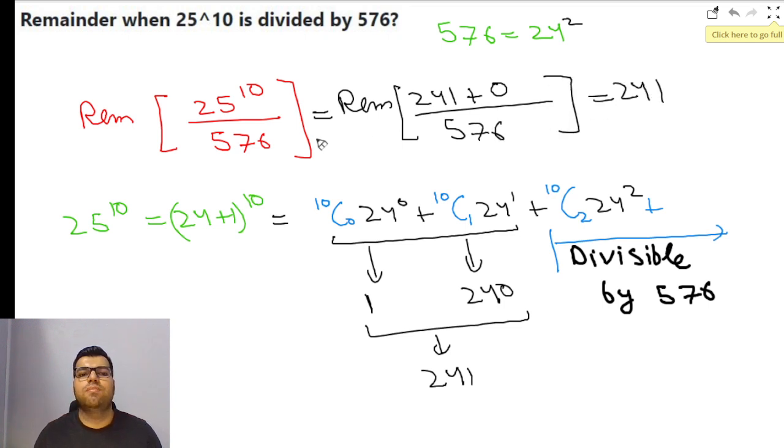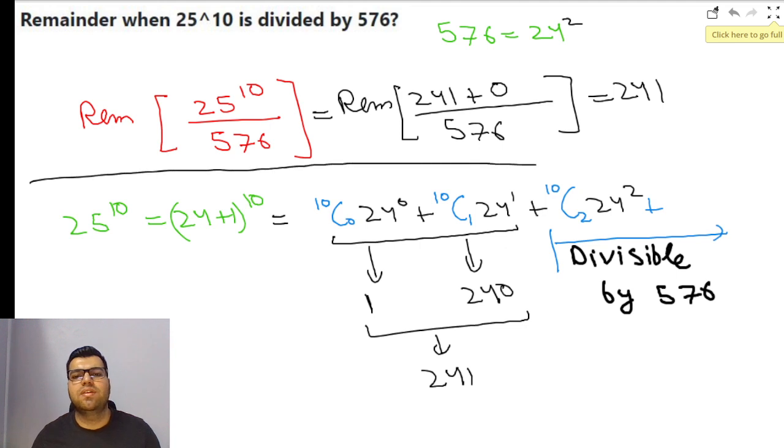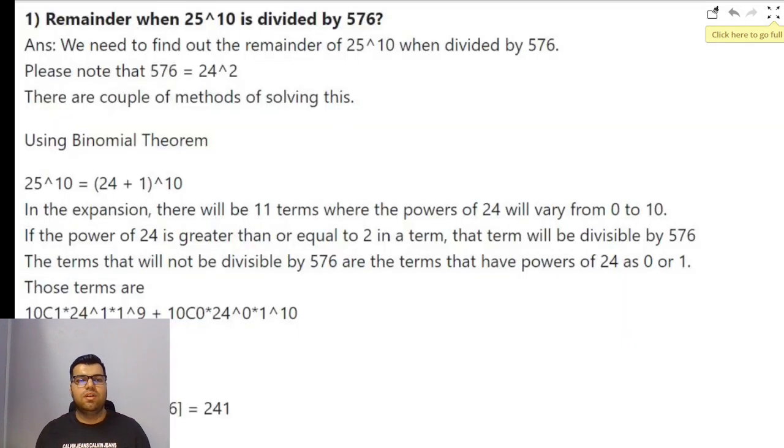We just observed this from simple binomial. I used 25 raised to power 10 is equal to 24 plus 1 raised to power 10. The first two terms will give some remainder with 576. After that, since we have 24 square onward, the remainder will come out as 0. So only focus on the first two terms. It is 1 plus 240, 241. So 241 is the answer. Very simple question, a simple application of the binomial theorem. I had to show it to you.